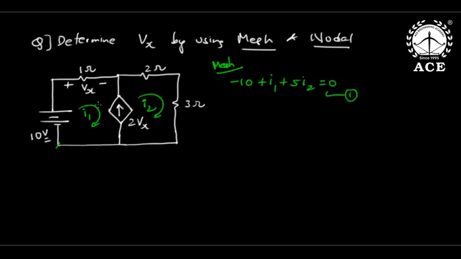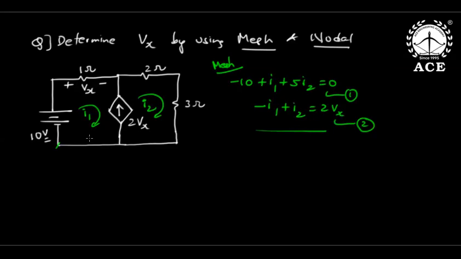Second equation, this is I1, this is I2, but resultant is going up now. So I2 minus I1 is 2Vx. Now these are the normal equations because resultant current is going up. That will happen only when I2 dominates I1. So I2 minus I1 is 2Vx.